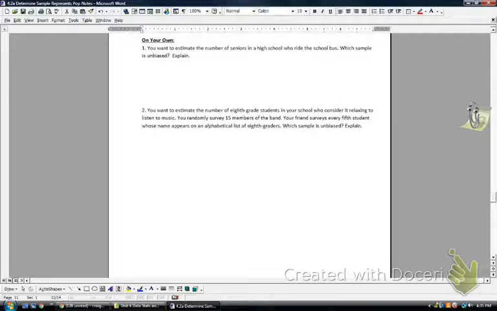All right, it says you want to estimate the number of seniors in a high school who ride the school bus. Which sample is unbiased? So if you look at those choices from above, choice C for this one would be the best choice because it's all seniors. So choice C is unbiased. It's random.